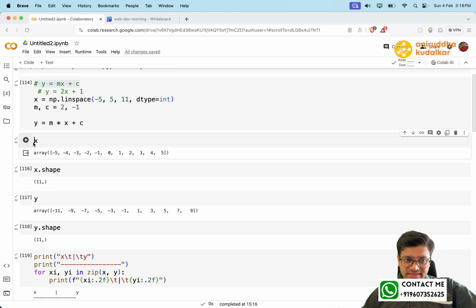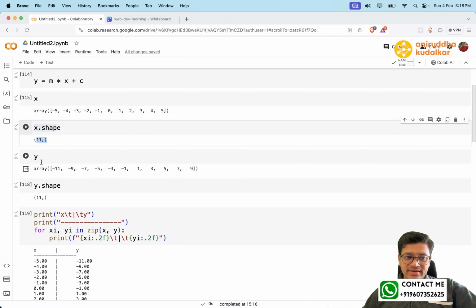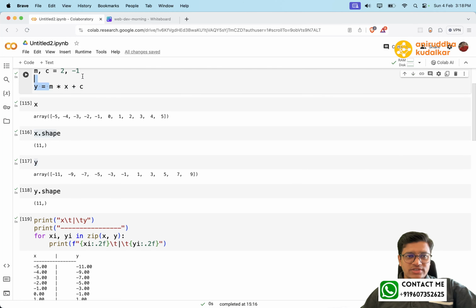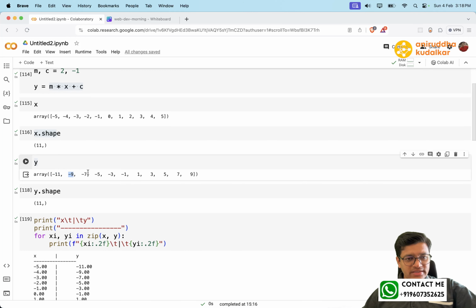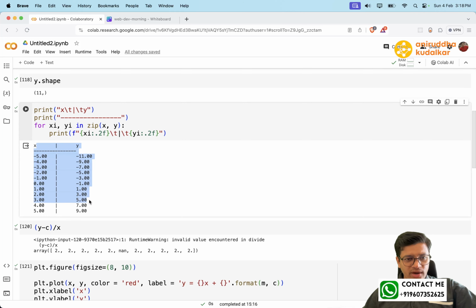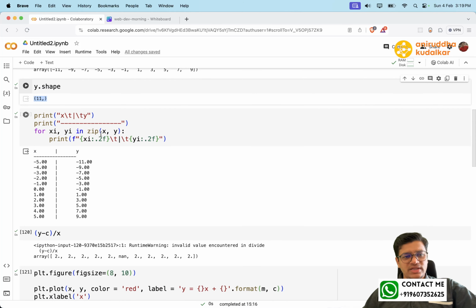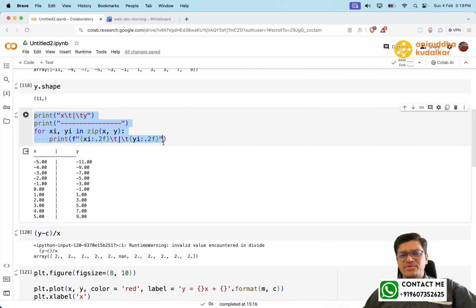Now x, if you see, is the array which has been created by the linspace function. Shape of x is 11. It's a one-dimensional array, 11 elements are there. Now can you see the y? Y is getting formed with these calculations. So here is minus 11, minus 9, minus 7, minus 5, whatever. Whatever values I have printed over here for y, it is nothing but these values, right? So y dot shape is also 11, one-dimensional array. Here I have used a simple for loop to print this x and y.